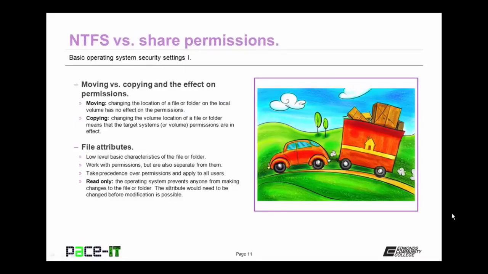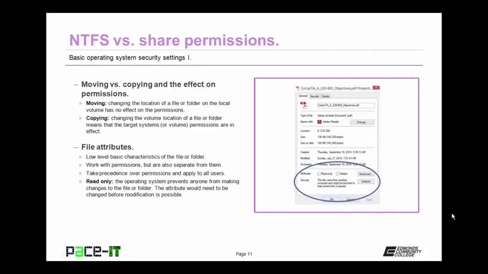Now we need to discuss file and folder attributes. These are very low-level and basic characteristics of the file or folder. They kind of work with permissions, but are also separate from them. File attributes always take precedence over permissions, whether they are NTFS or share, and file attributes apply to all users. An example of a file attribute is read-only. The operating system will prevent anyone from making changes to the file or folder. The attribute would need to be changed before modifications were possible to that file or folder.